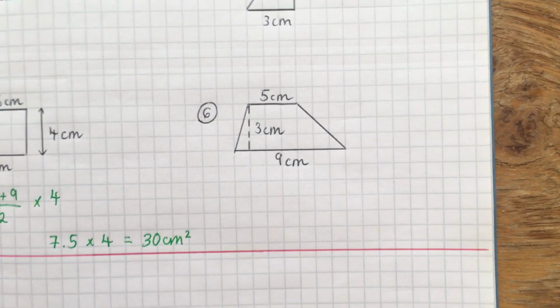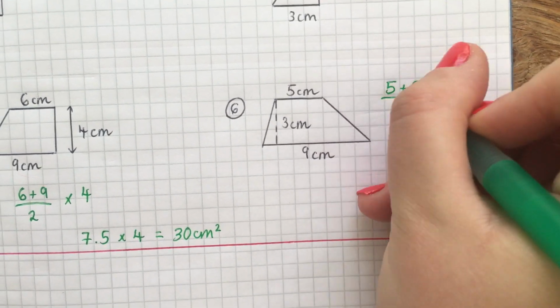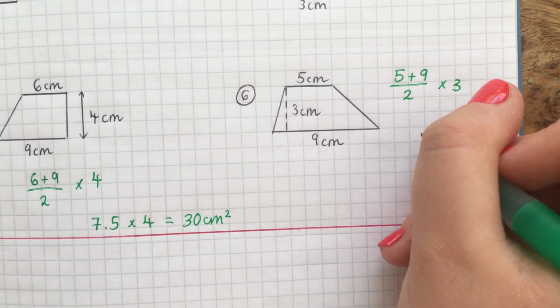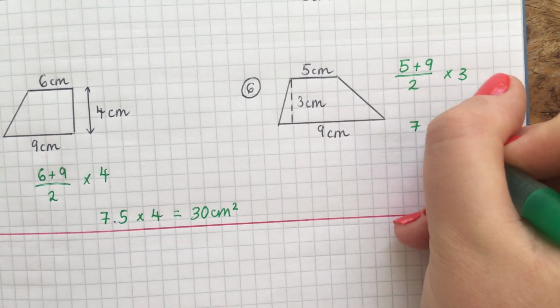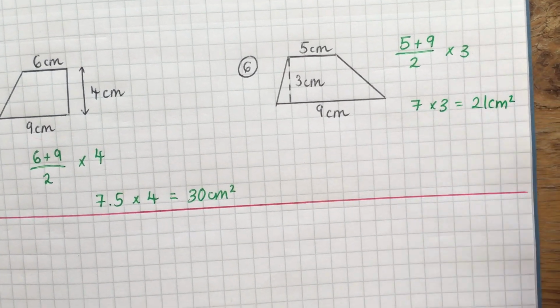And the last shape is also a trapezium. So we're doing 5 add 9 divided by 2 times 3. So 5 add 9 is 14, divided by 2 is 7. 7 times 3 is 21 centimetres squared.